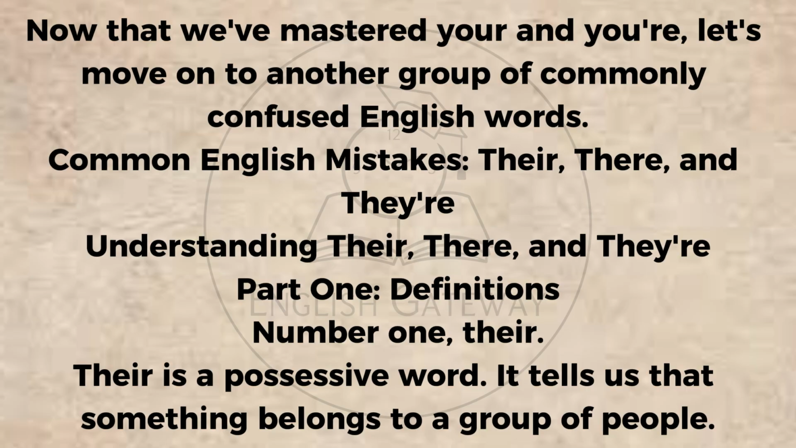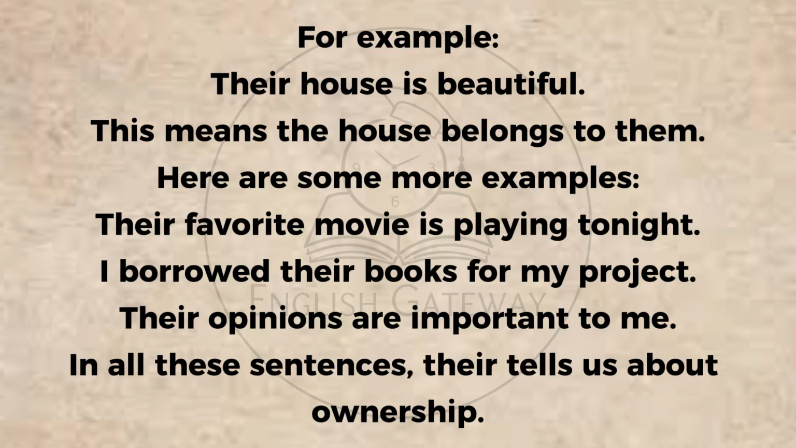Definitions. Number 1, their is a possessive word. It tells us that something belongs to a group of people. For example, their house is beautiful. This means the house belongs to them. Here are some more examples. Their favorite movie is playing tonight. I borrowed their books for my project. Their opinions are important to me. In all these sentences, their tells us about ownership.